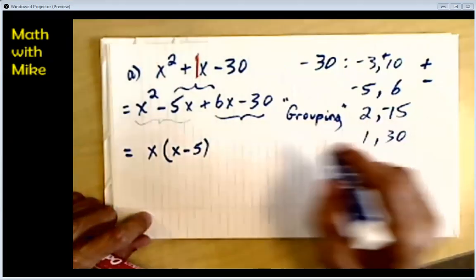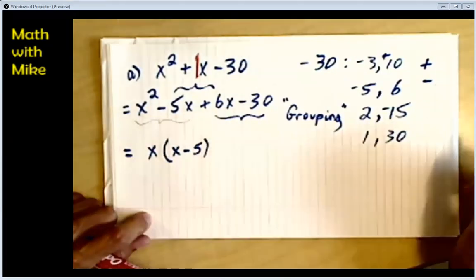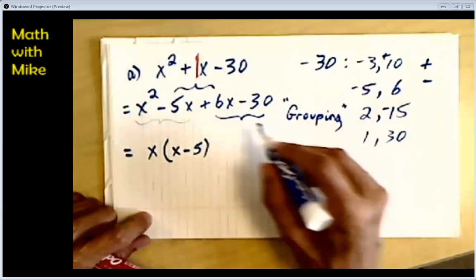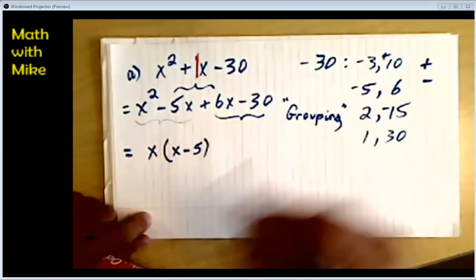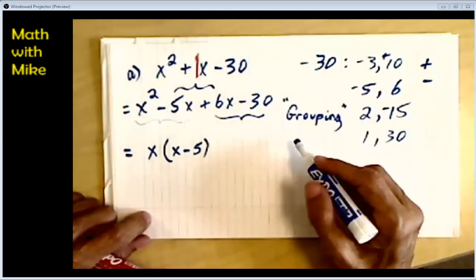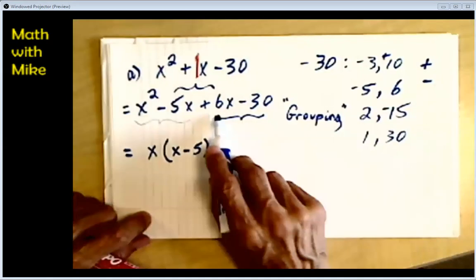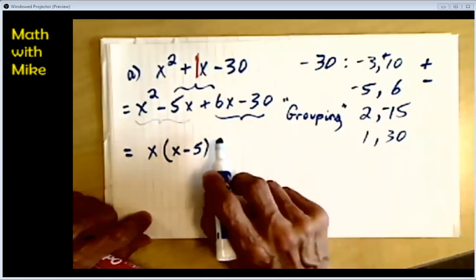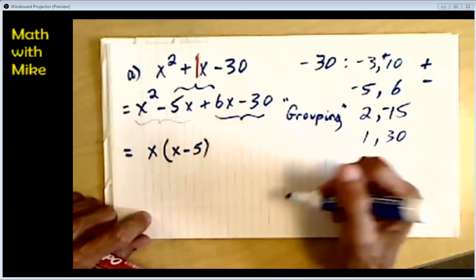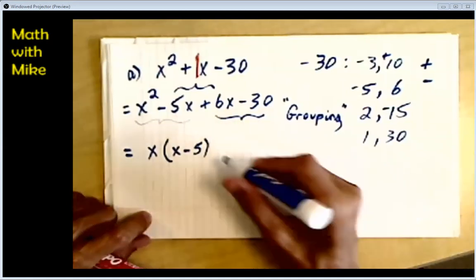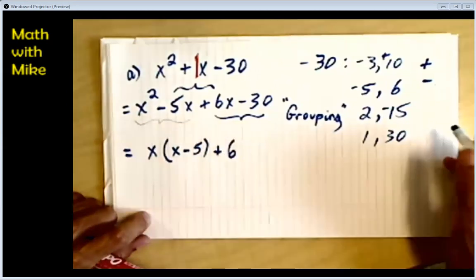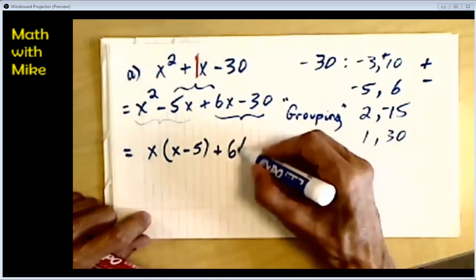15 divides 30, but doesn't divide 6. No. 8 doesn't divide 6. And 8 doesn't divide 30 either. 8 divides 40. 12, the other way around. Yeah, 6 works. 6 divided by 6 is 1. 30 divided by 6 is 5, right? Okay. So plus 6 is the GCF. Then you got to figure out what's on the inside.